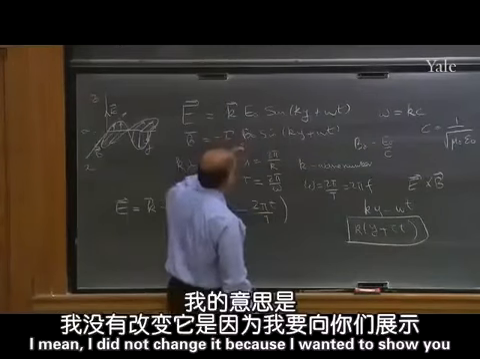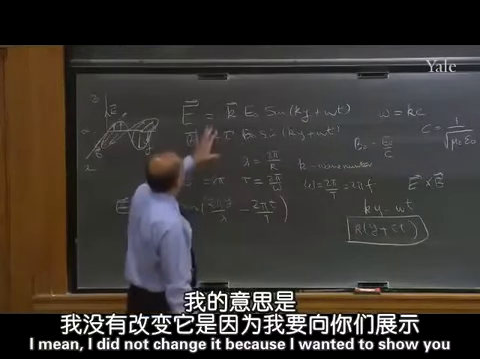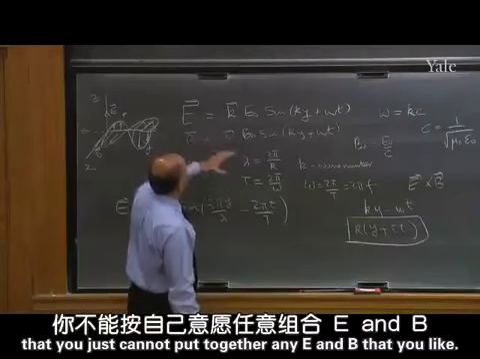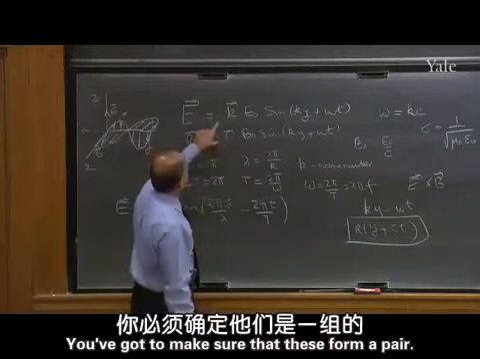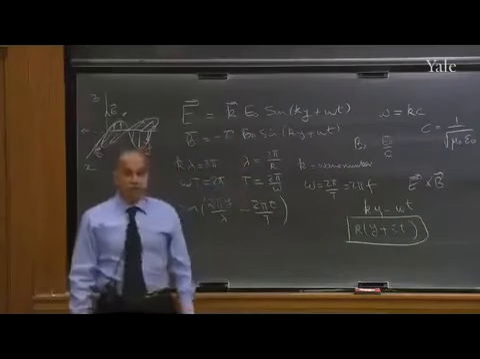So in other words, you change the velocity here, but I did not change B, because I wanted to show you that you just cannot put together any E and B that you like. You've got to make sure that these form a pair. This is the pair that obeys the Maxwell equations.